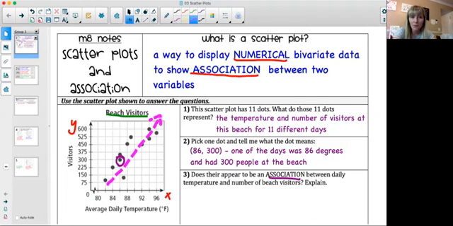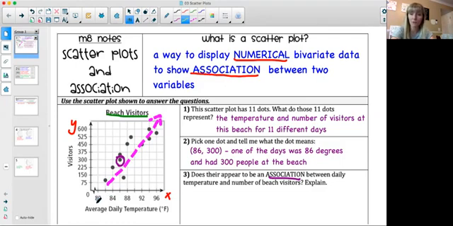So does there appear to be an association? Well, looking at the shape of this graph and just thinking common sense about what makes sense here, yeah, there is an association. So here, down here, these are my X values, and these are my temperatures.